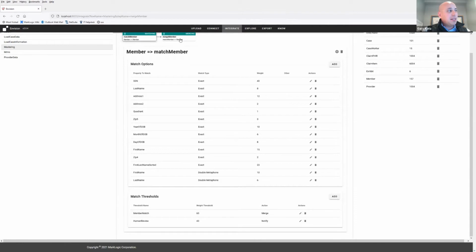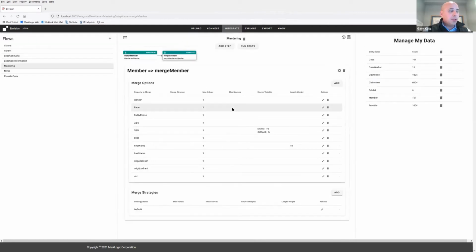And then the next piece is the merge step. In the merge step, we're doing a very simple merge here, which is we're going to take the longest name and we're going to merge that and make that the golden record. But the notable piece here is the source weight. We're saying that for social security number, we trust the MMIS data source that we loaded in more than we trust the Curum data source.